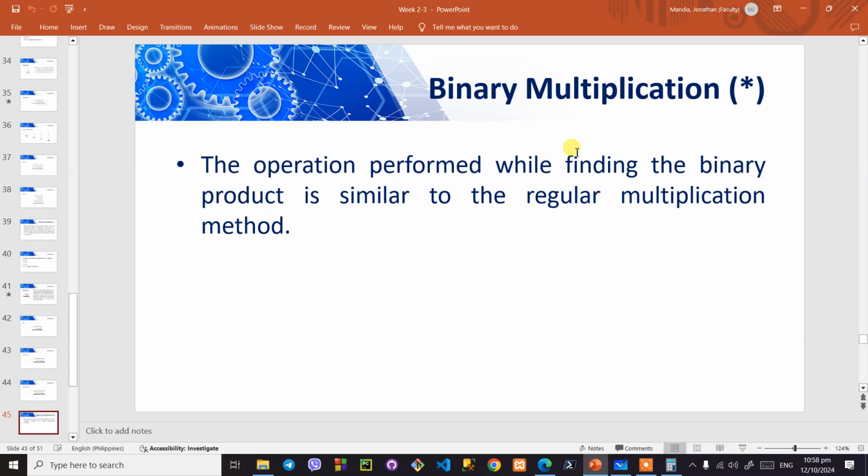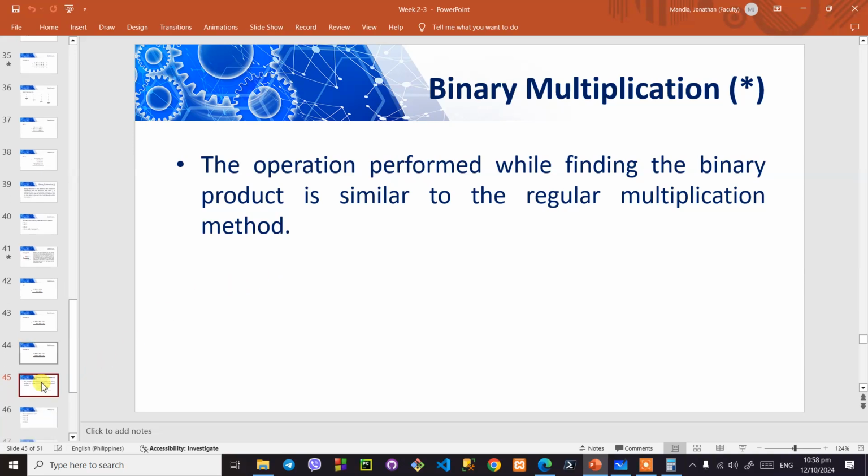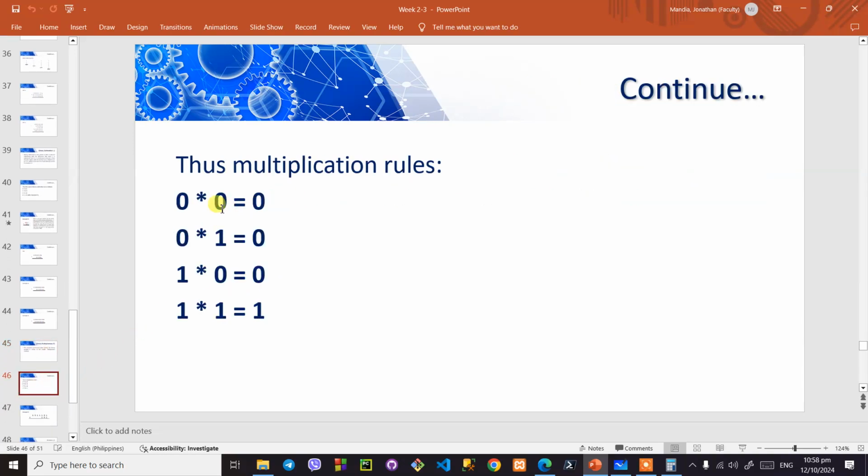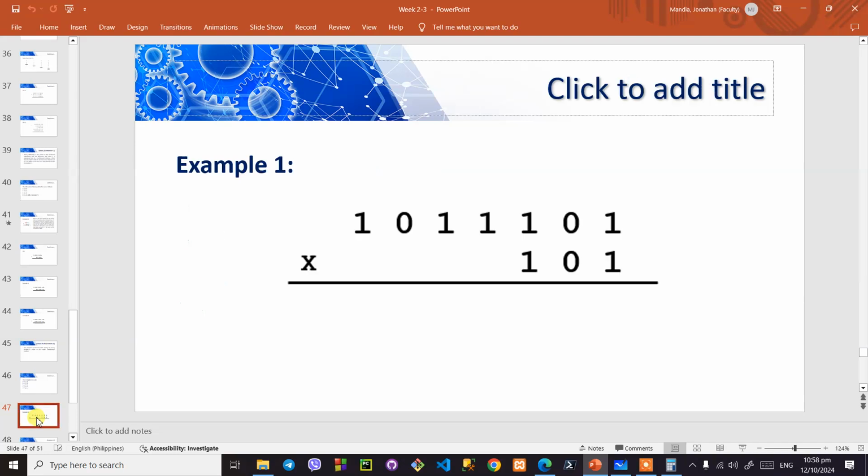The only difference in computing multiplication is that it is binary, but the same concept. We will multiply each digit of the binary in its order or sequence. So our rule is 0 times 0 is 0, meaning all numbers multiplied by 0 is 0. All numbers multiplied by 1, 1 times 1 is still 1. Okay, so very easy to remember. So example, we have here 1 0 1 1 1 0 1 multiplied by 1 0 1.